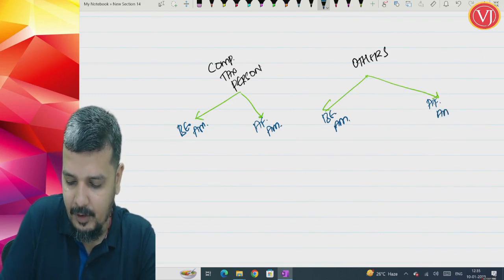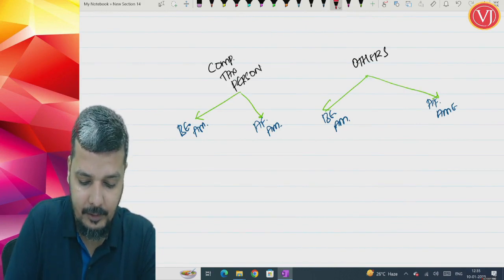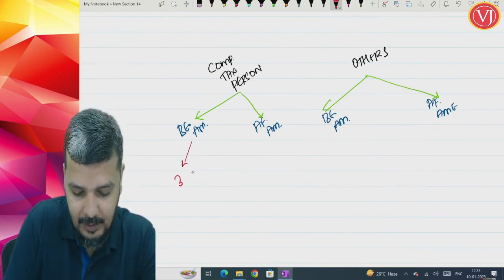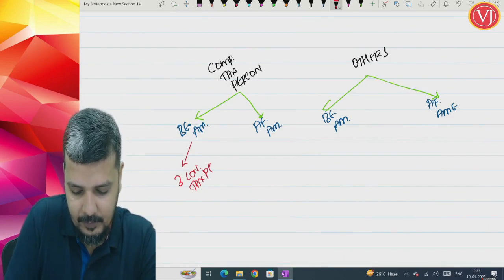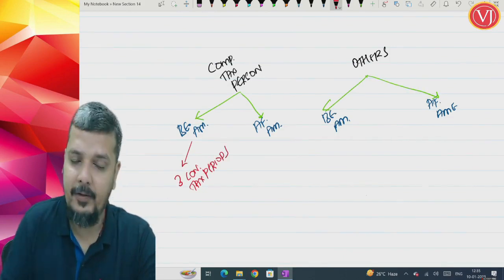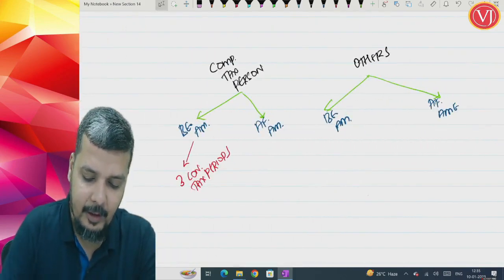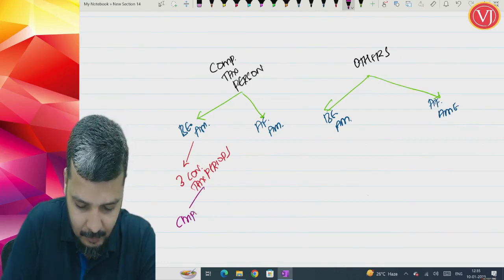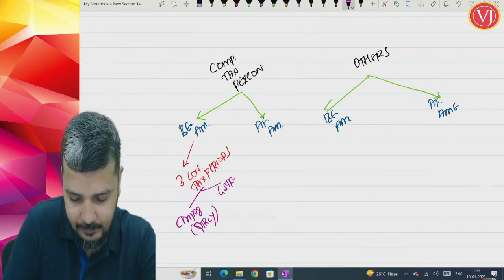Now before the amendment, for a composition taxable person, the focus was on three consecutive returns, three consecutive tax periods. The wordings were, you have not filed the return for three consecutive tax periods. Basically, the doubt was whether you should see CMP 08, which is on a quarterly basis, or this has to be seen as GSTR 4, which is on a yearly basis. So that was the confusion.